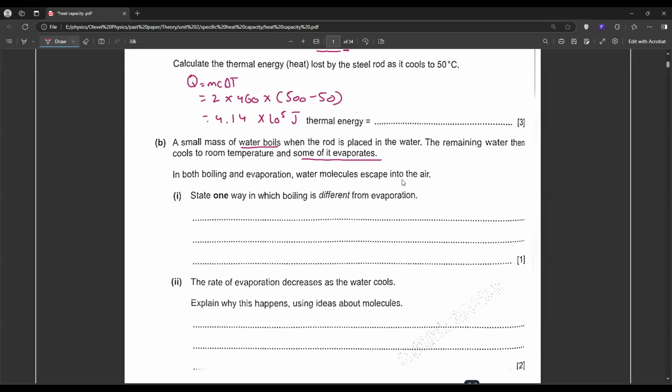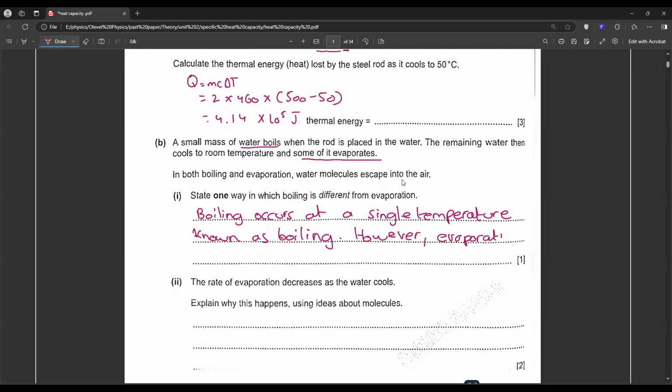Very easy. Boiling occurs at a single temperature known as the boiling point. However, evaporation can occur at all temperatures. Let's move on to the next part.